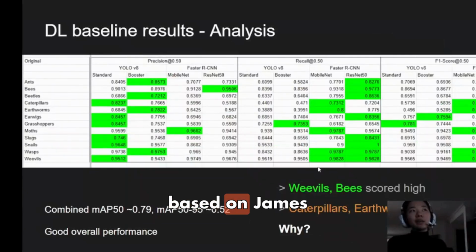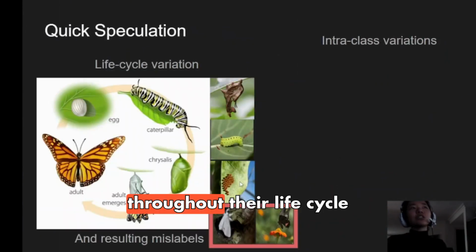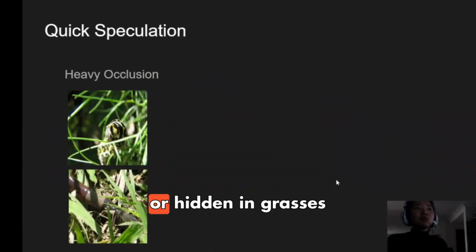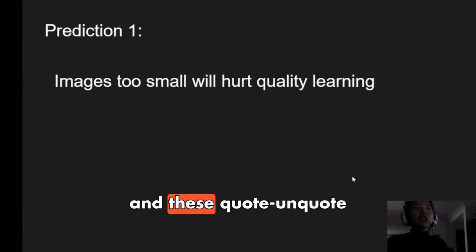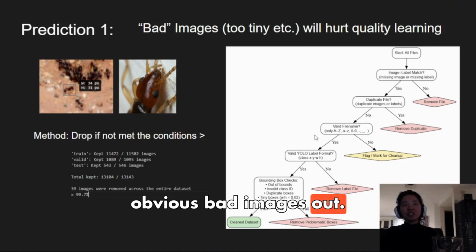To delve deeper into the why, based on James and Jeremy's data, the reason these models struggle particularly in certain classes, we speculated that there is variation throughout their life cycle or within the class, and they have similar shape, color, or background. They're often found in clumps or hidden in grasses or picked up by other objects easily, and these quote-unquote bad images were included in training more often. So first we used Jeremy's code to filter some obvious bad images out. This is the criteria we used.